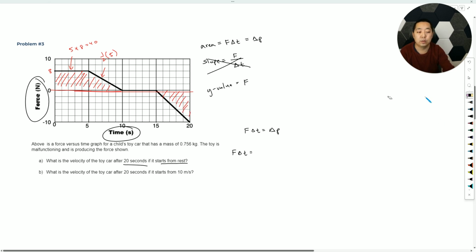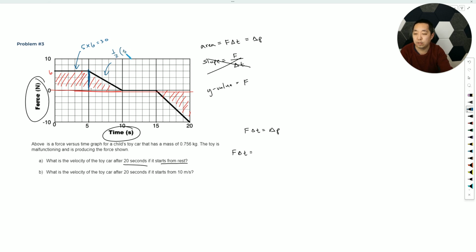Okay, so let's do this. This is still 8, because each of these is 2. 2, 4, 6... No, so this is 6. So the area, we'll make this a triangle. This rectangle has an area, the width is 5, the height is 6, so that's 30. This is a triangle, the base is 5, 1/2 base, and the height is 6, which is 15.